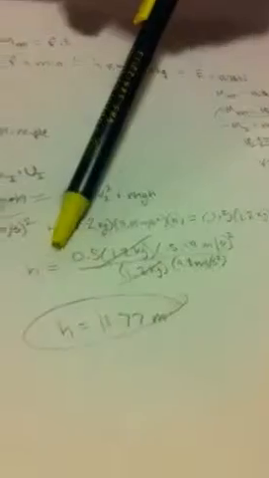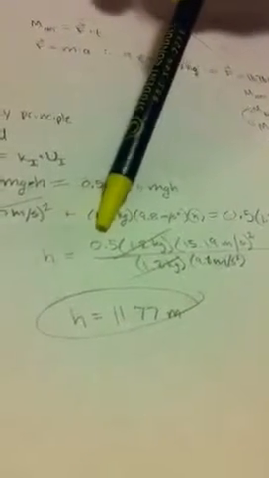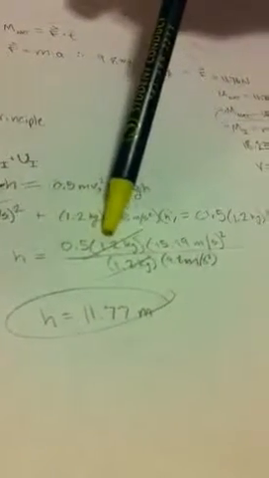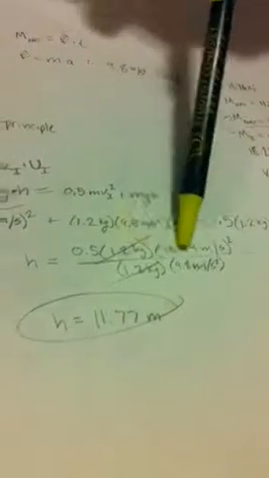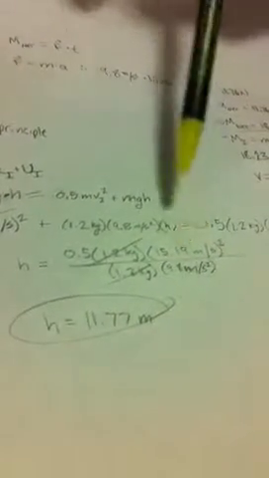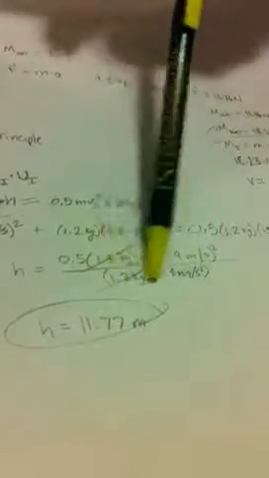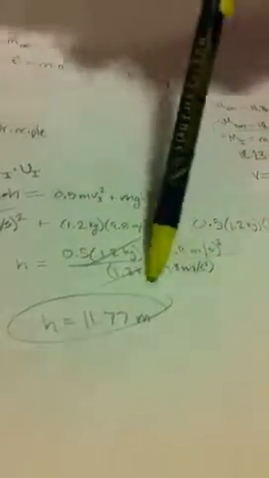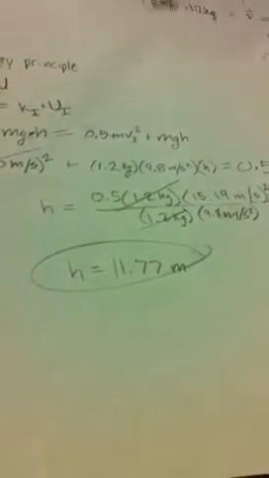So once we rearrange the problem, we can actually solve for height. It's going to be 1/2 times 1.2 kilograms times velocity initial squared over mass times gravity. So your masses cancel out, and once you do all your work, you're going to get 11.77 meters. So those are the answers, and that's all I got. Thank you.